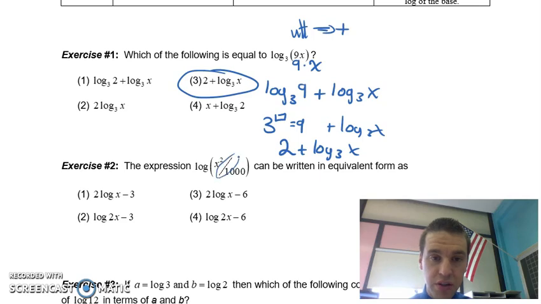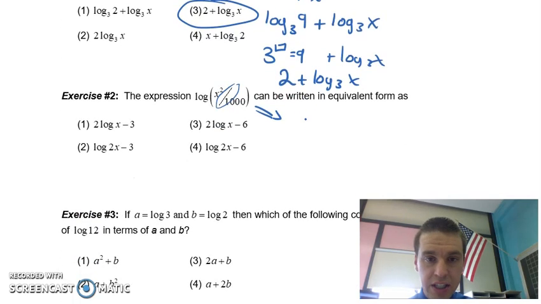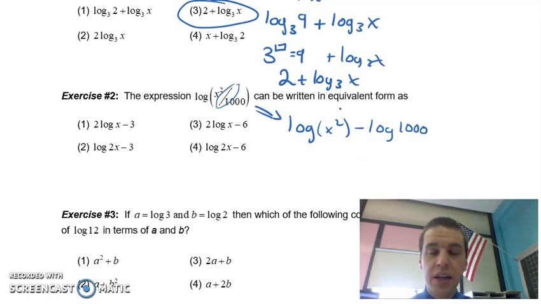Quotient here, division, implies that you are going to subtract. And so what we're going to write down here is log, there's no base, so log of x squared minus log of 1,000. Now, one of the things that we talked about last class, and what we need to talk about again, is that when there is no base, you are implying that it is base 10. So when there is no base, it's implying that it's base 10.